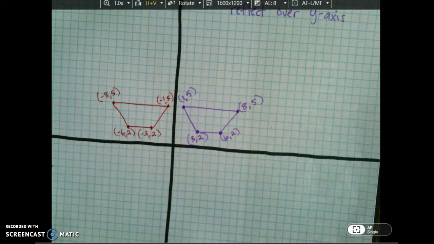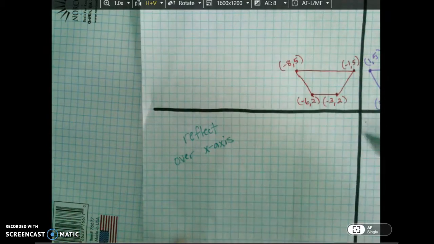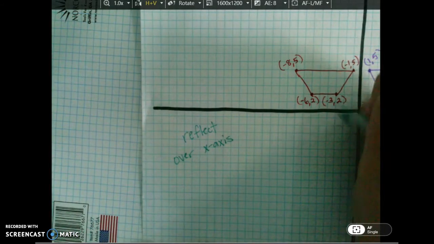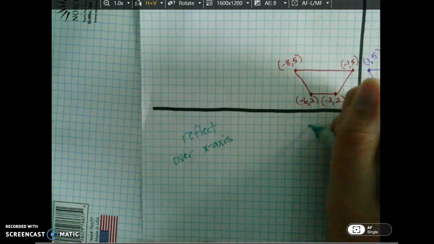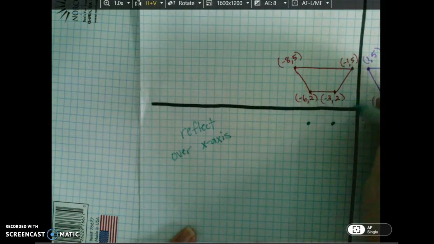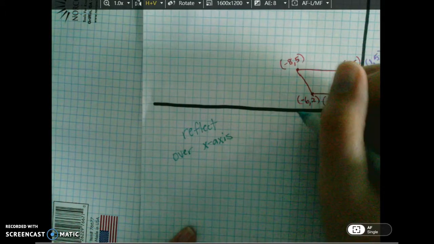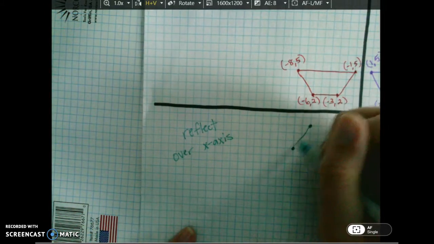Now, this time what if I reflect over the x-axis? So let's just look at our red one here. Ignore the purple. If I want to reflect over the x-axis, that's the horizontal one. Same thing, I have to be the same distance. So here I'm 2 away from the line, I need to be 2 away from the line. Same with this one. Here I'm 5 away from the line, and here I'm 5 away from the line. So here's my new trapezoid.